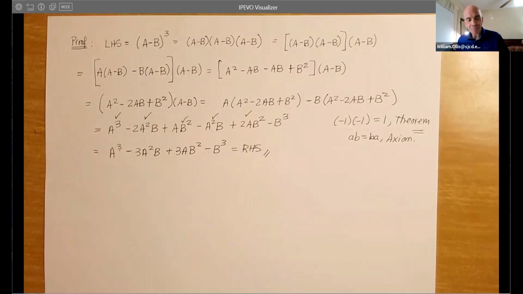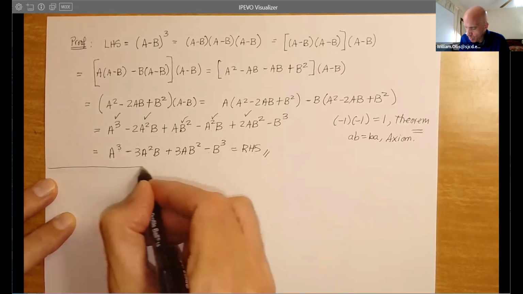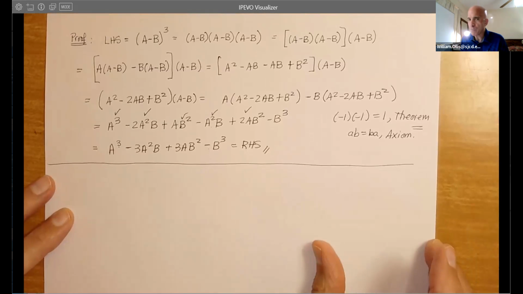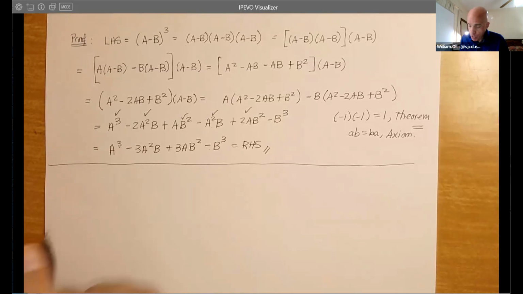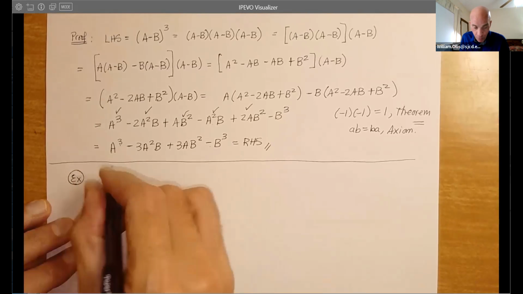Okay, now let's go ahead and look at an example with the difference of cubes. Now, so we're done with this. I just wanted to show you that we don't have to just believe everything. We can actually prove things. Now, here's another example that I want you to factor where we can use one of our formulas.